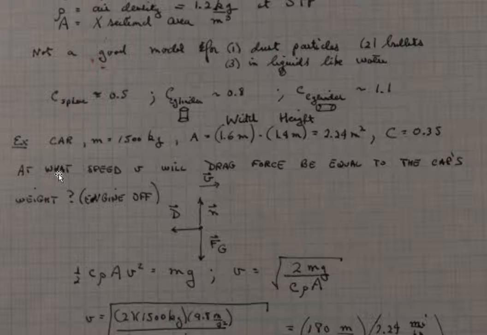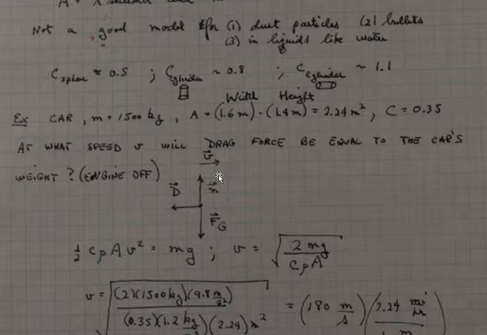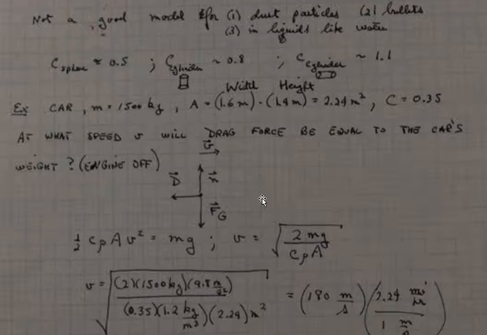Okay, so the question is, at what speed v will the drag force be equal to the car's weight? Let's assume that the engine is off. So in other words, it's coasting at some forward velocity. In that case, the free body diagram would look something like this. There would be a gravitational force downward, normal force of the road upward, and then a drag force opposing the motion, supposing, of course, that the motion is anti-parallel to D, as shown here.